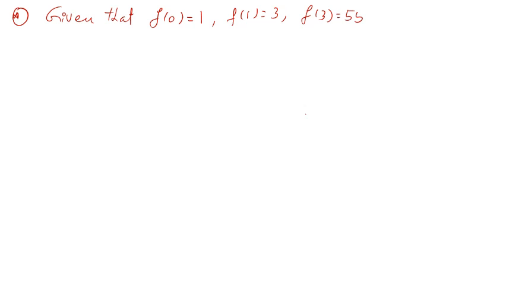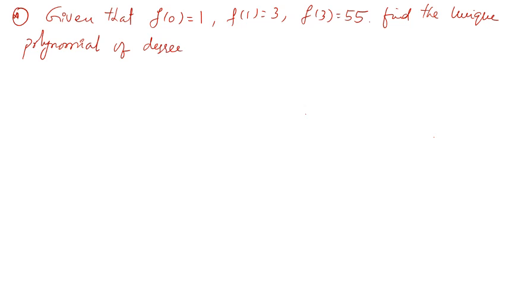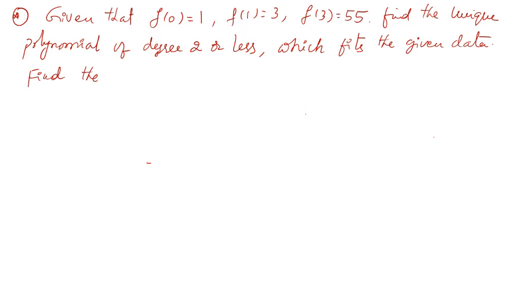Now let us consider one problem based on Lagrange's interpolating polynomial. Given that f of 0 equal to 1, f of 1 equal to 3, f of 3 equal to 55. Find the unique polynomial of degree 2 or less which fits the given data. Find the bound on the error.